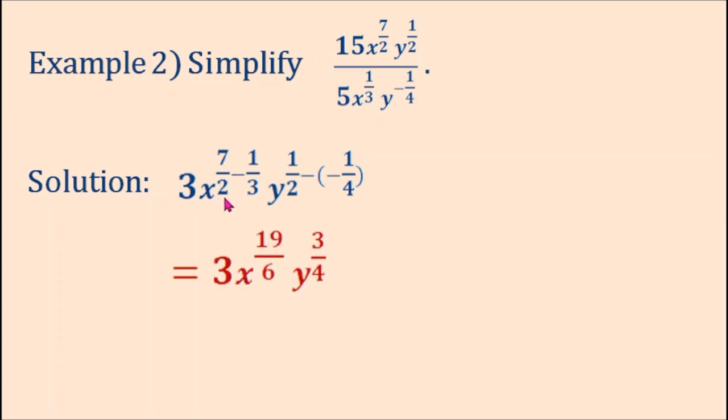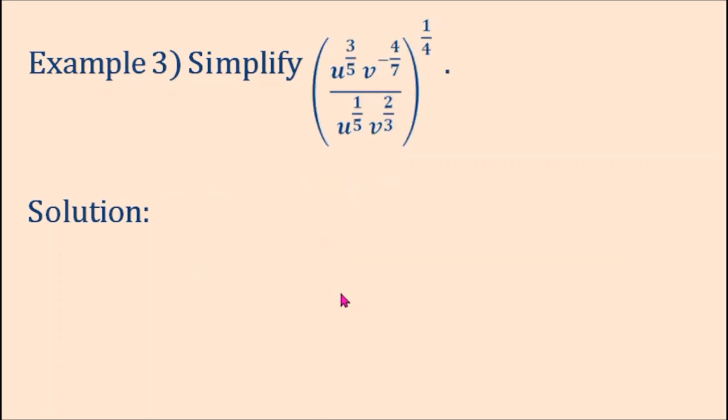Finally, 7 over 2 minus 1 over 3 is 19 over 6, so that is now the exponent of x. And then 1/2 minus negative 1/4 is equal to 3 over 4. So this is our answer: 3 times x to the power of 19 over 6 times y to the power of 3 over 4.